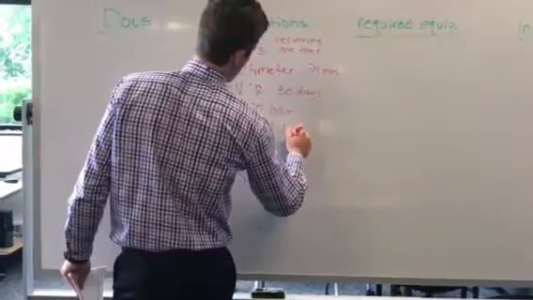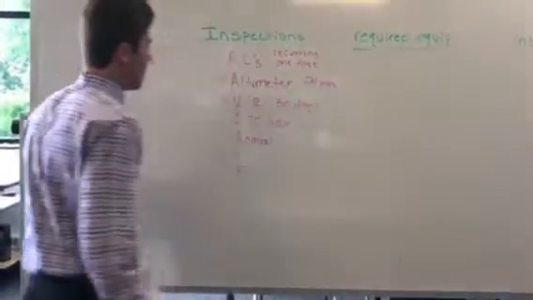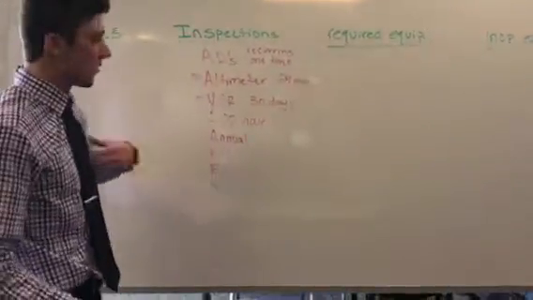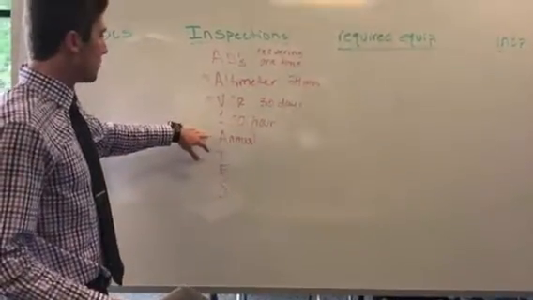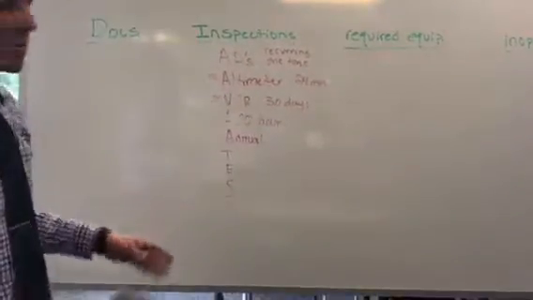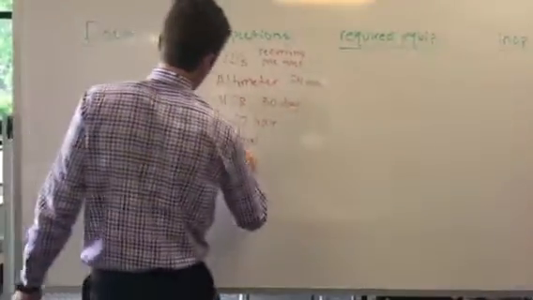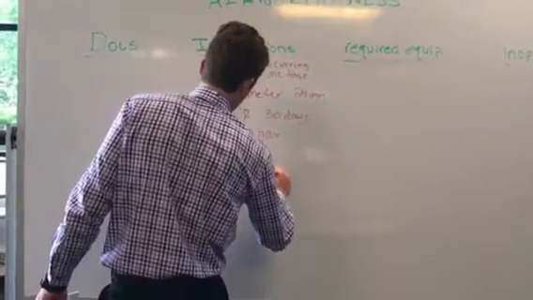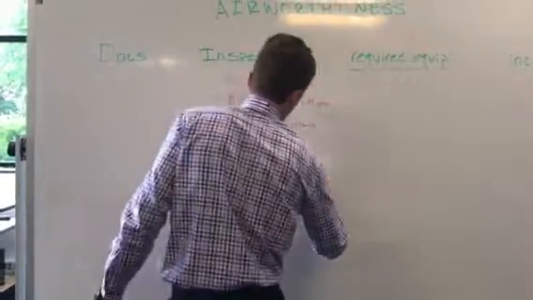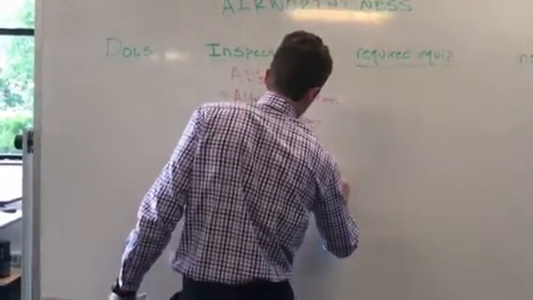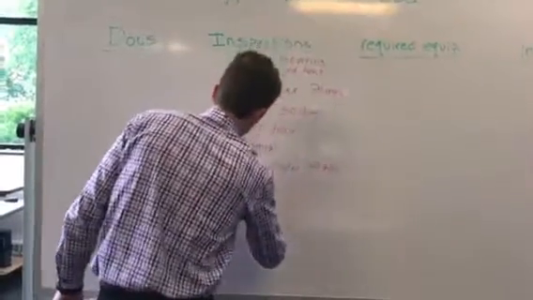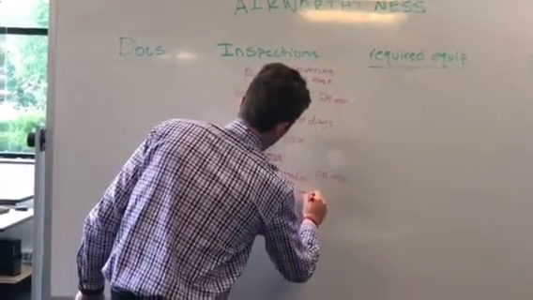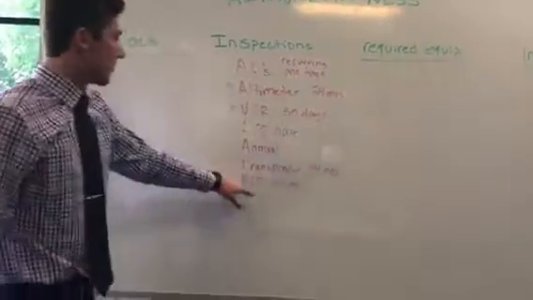This is every year. Every aircraft that is flying must have an annual inspection, even ours. So that pertains to everyone. Transponder, every 24 months. An ELT, every 24 months.